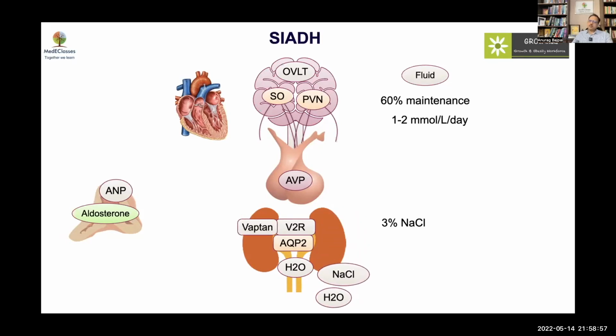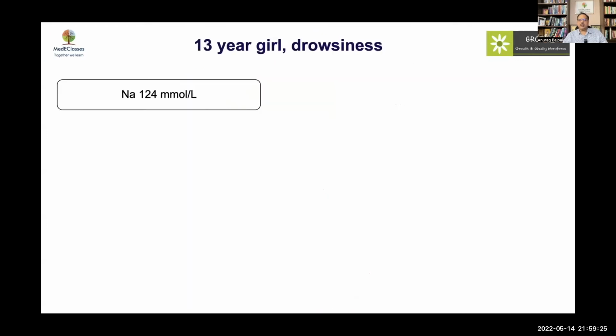What about vaptans, which are V2 receptor antagonists like tolvaptan and conivaptan? They are not recommended in acute hyponatremia in children. You will have a rapid rise and there will be a lot of problems. So don't use vaptans in the acute state. You can think of them in the chronic state, and that's important. In certain situations, you can induce a DI-like picture using lithium, demeclocycline or urea.